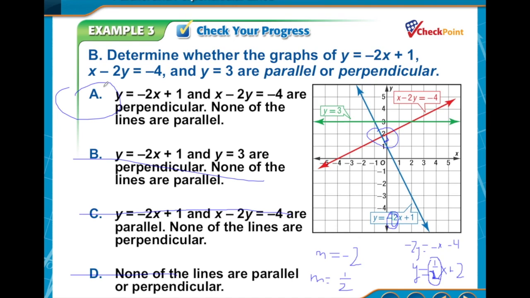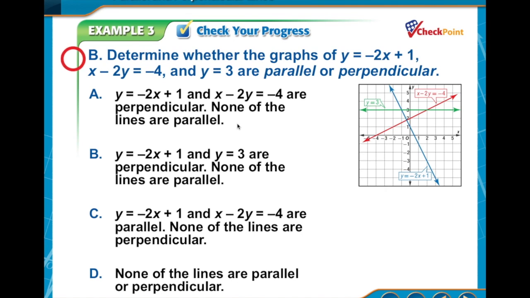So have this piece down. These two were perpendicular and none were parallel. So have that piece for 3b. Again, don't worry about the image, but if you have that down, that is more helpful as you reflect on your notes. So do we confirm? And yes, we see A was in fact correct.